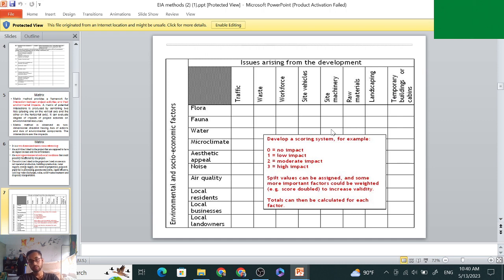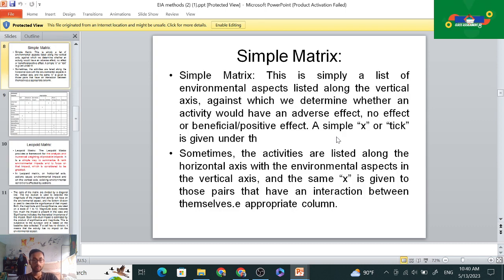So develop a scoring system, for example 0 for no impact, 1 for low impact, 2 for moderate impact, 3 for high impact. Then the simple matrix: this is simply a list of environmental aspects listed along the vertical axis, against which we determine whether an activity would have an adverse effect, no effect, or a beneficial or positive effect.